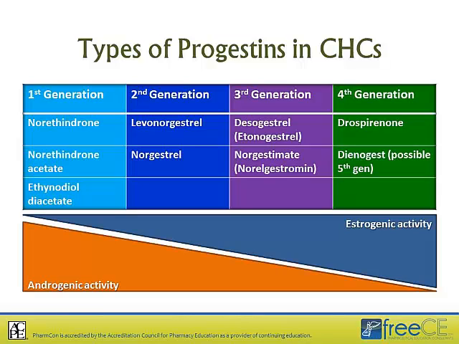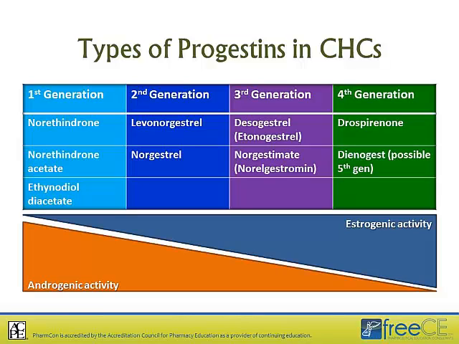Now, these differences could be clinically relevant depending upon the patient needs. For example, in our patient that we described in the case, we may want to choose a contraceptive that has less androgen activity because of her facial hair and acne. In these types of cases, we may choose contraceptives that have a third or a fourth generation progestin. So examples of third generation progestins are desogestrel or norgestimate. Etonogestrel is the progestin used in the vaginal ring, and norelgestromin is found in the contraceptive patch.